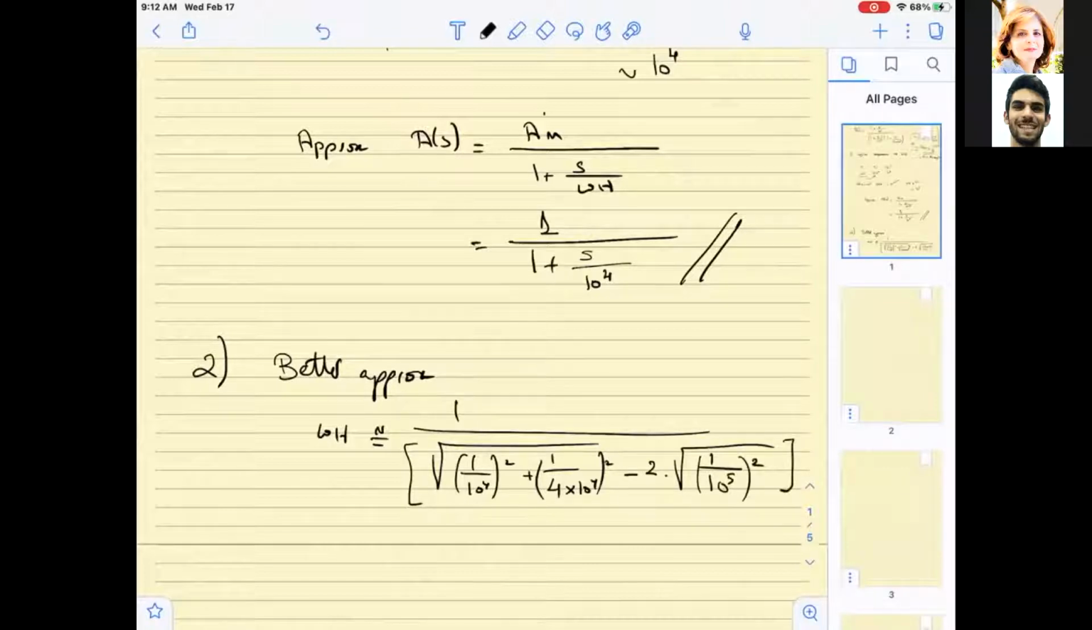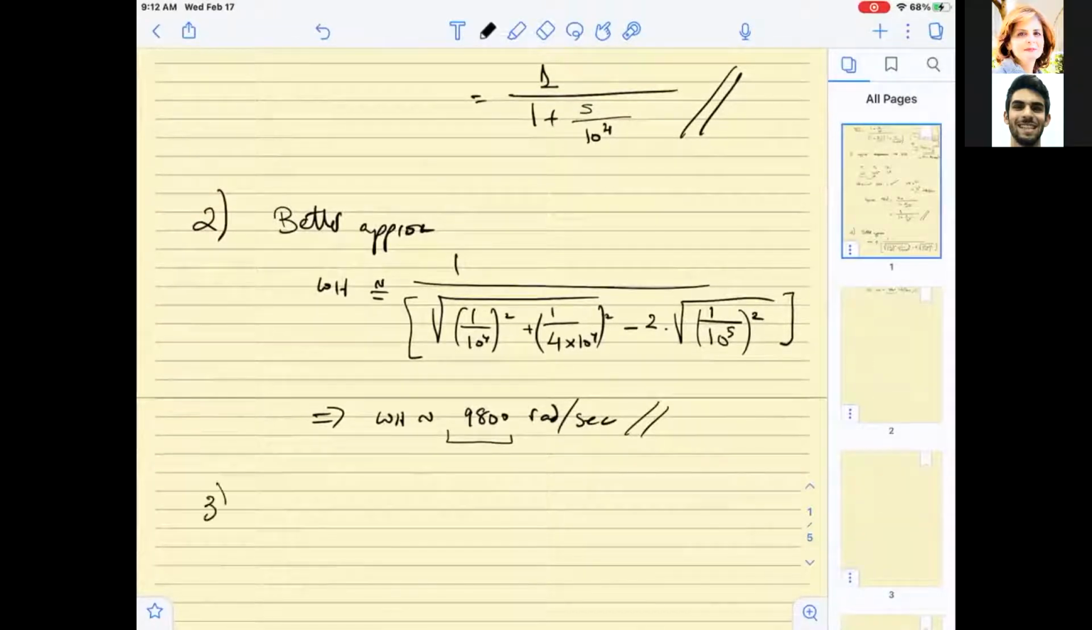Okay, and in this scenario, if we adopt this value, we will end up having the better approximation value. Omega H will be around 9800, and the unit of course is radians per second. So we notice that the value is shifting a little bit from the 10,000 that we got in the dominant pole approximation.